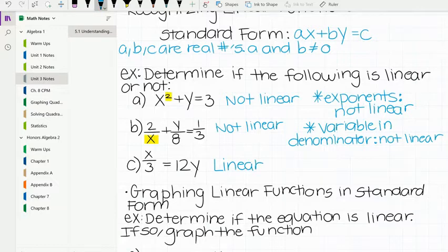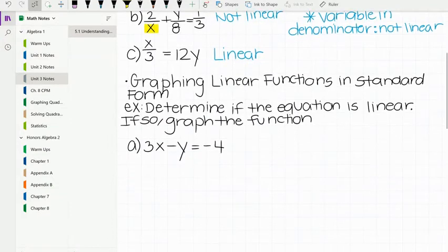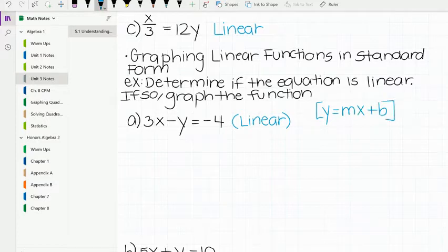Our next main topics, we're looking at 3 topics. The first one is just recognizing linear functions. Our next one is graphing linear functions in standard form. So we want to determine if the equation is linear, and then if it is, we do want to graph it. Looking at this, I can tell that it is linear. Because it's linear, I want to graph it. I like to put things in slope-intercept form, which is y equals mx plus b. That will make it easier because most of us recognize that form and are able to graph it.